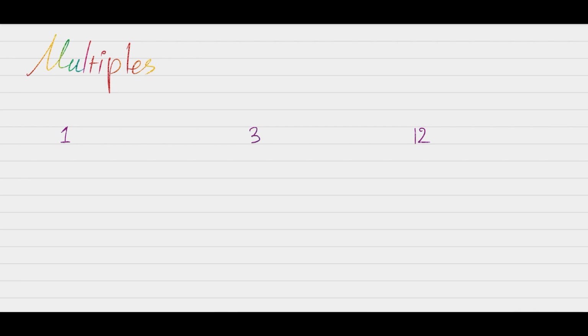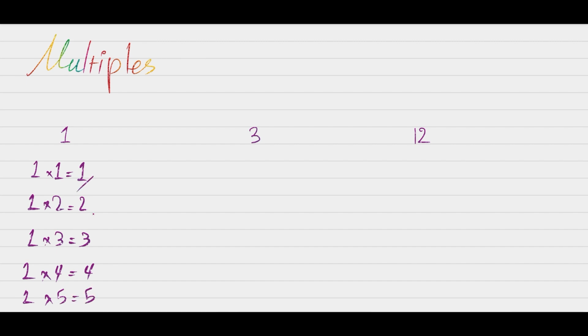So I'm going to say 1 times 1 is 1, 1 times 2 is 2, 1 times 3 is 3, 1 times 4 is 4, and 1 times 5 is 5. Which tells me 1, 2, 3, 4, 5. These results I got here are multiples of the number 1. And I know that's true, because I can divide all of these numbers evenly by 1.